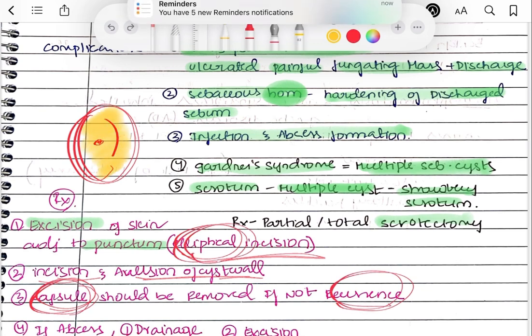What if there is any abscess in the sebaceous cyst? So first we have to drain this abscess and then you have to give this elliptical incision, right? So this is about the treatment of sebaceous cyst.